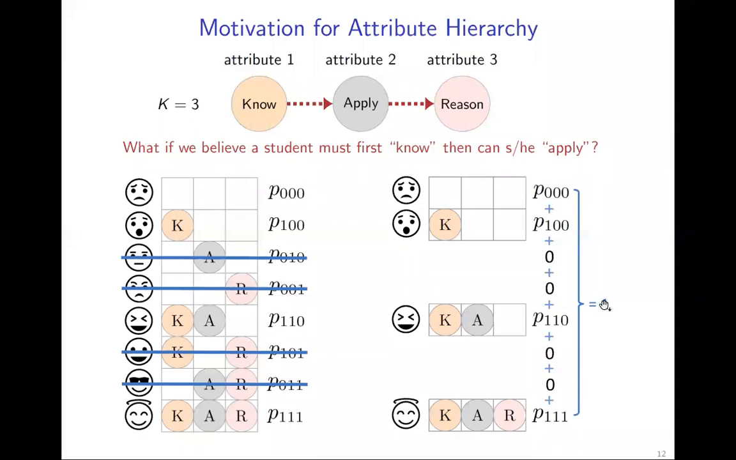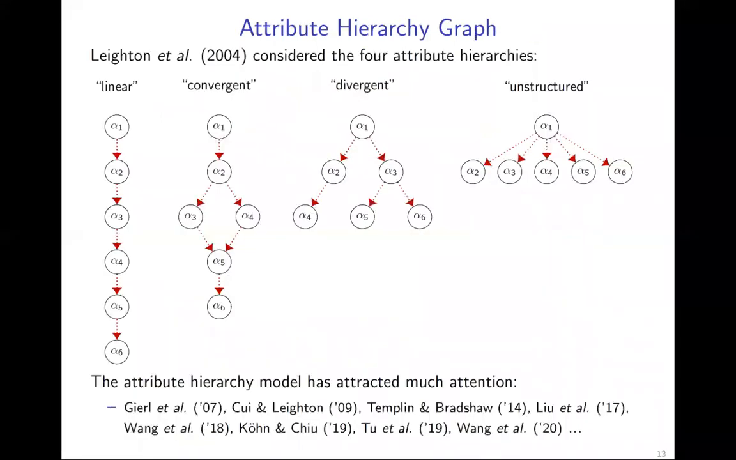So from this toy example, we can see that an attribute hierarchy would lead to a degenerate parameter space for the proportion parameters, or equivalently, it defines what are the permissible latent patterns with positive proportions and what are the forbidden latent patterns that should have a zero proportion. This attribute hierarchy method was first proposed by Leighton et al. 2004 for doing educational assessment. And in that paper, they considered the following so-called hierarchies: the linear hierarchy, convergent, divergent, and unstructured.